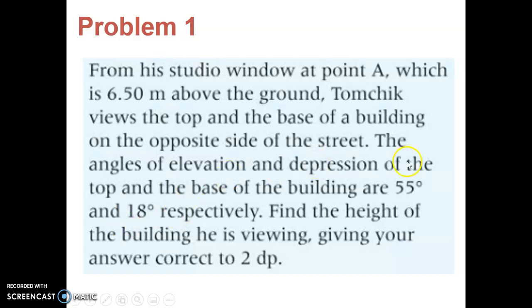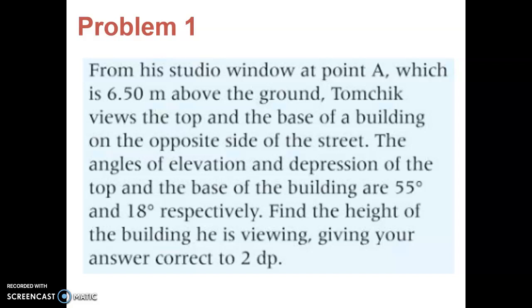The angle of elevation and depression of the top and the base of the building are 55. So imagine him looking up, making an angle of elevation of 55, and then looking down, making an angle of depression of 18 degrees. Can you draw that diagram? And once you have that diagram, your job is to find the height of the building he is viewing. Give your answer correct to 2 decimal places.